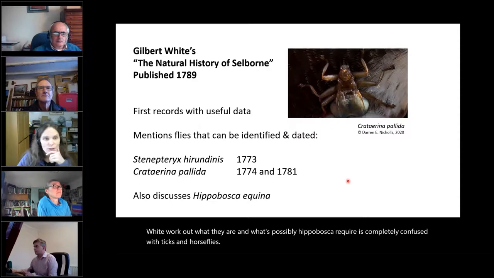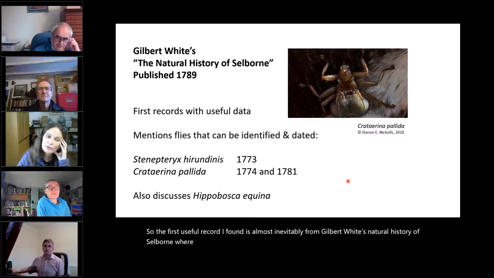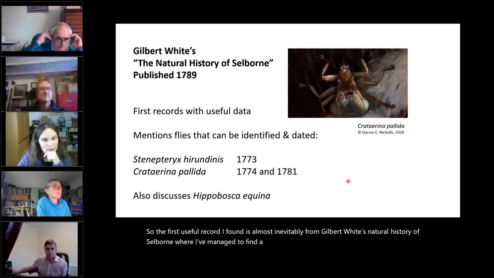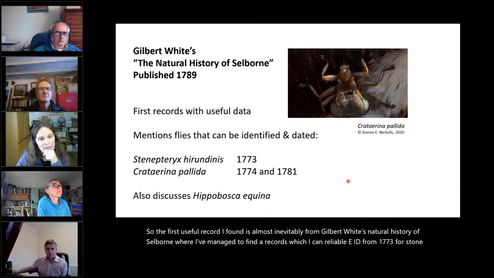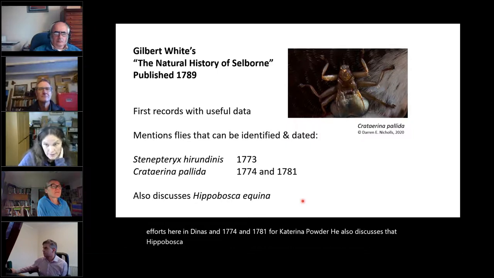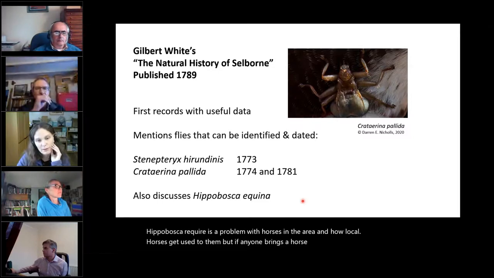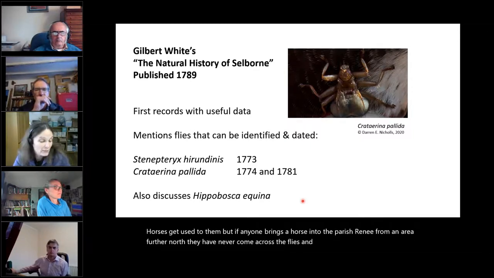So the first useful record I found is almost inevitably from Gilbert White's Natural History of Selborne, where I've managed to find records which I can reliably identify from 1773 for Stenepteryx hirundinis and 1774 and 1781 for Crataerina pallida. He also discusses that Hippobosca equina is a problem with horses in the area and how local horses get used to them. But if anyone brings a horse into the parish from an area further north, they've never come across the flies and go wild when they start getting bitten by them.